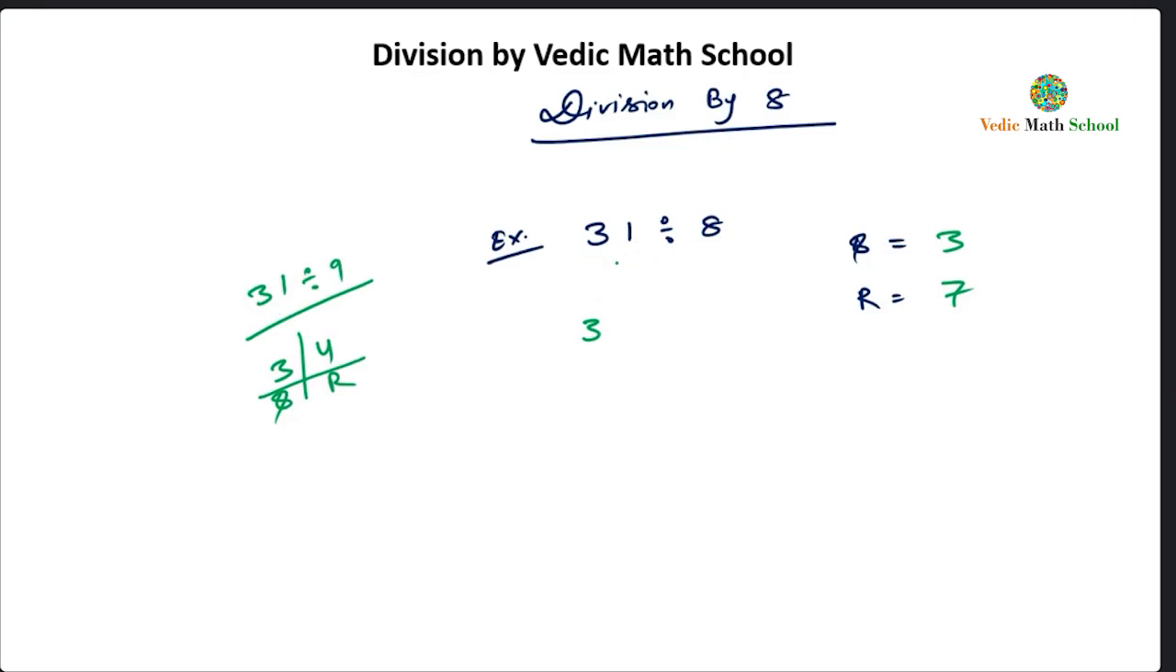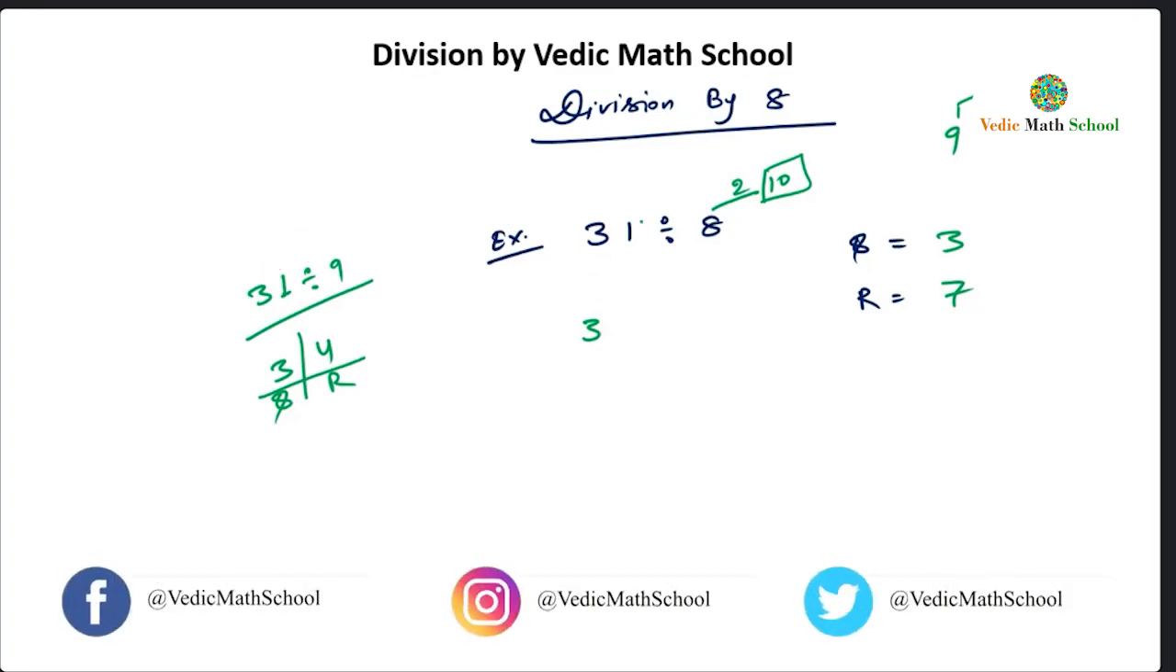But here, before adding, because this 8 is less than 10 by 2. Earlier, 9 was less than 10 by 1. So directly we added 3 and 1 because the actual process was 3 into 1 plus 1. In every step, we do 3 into 1 plus 1. But because of 1, we don't have to do anything, so we simply add. But right now we will do 3 into 2 plus 1.